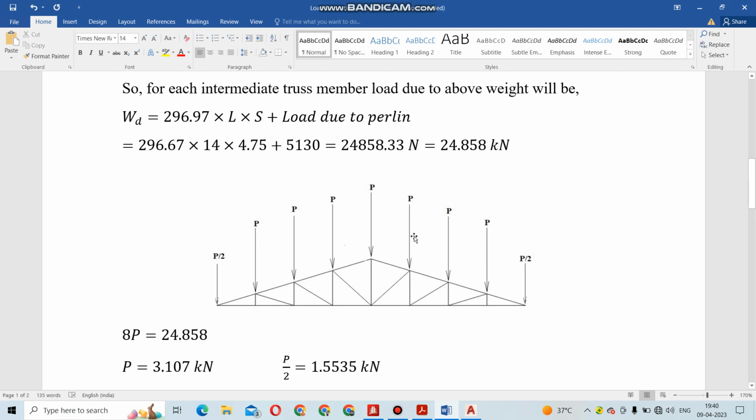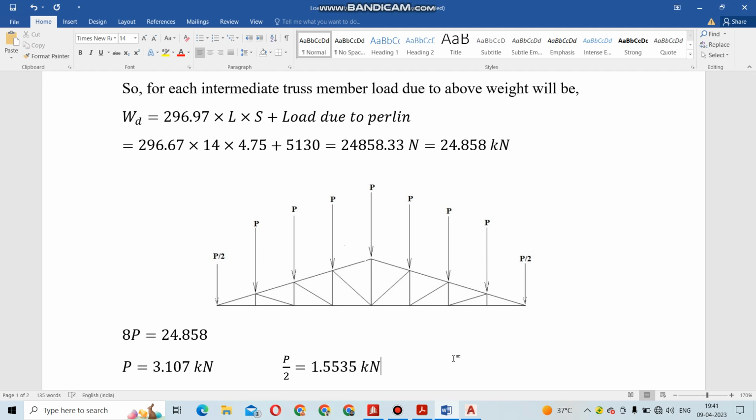Like I have shown in this diagram, you can see that at edge points the load is P by 2, and at the intermediate points the load will be P. So the total load is equal to 8P, equal to 24.858. From there we can calculate the intermediate node load P, that is 3.107 kilonewton, and the edge load, that is 1.5535 kilonewton. So in this way we have calculated the dead load.